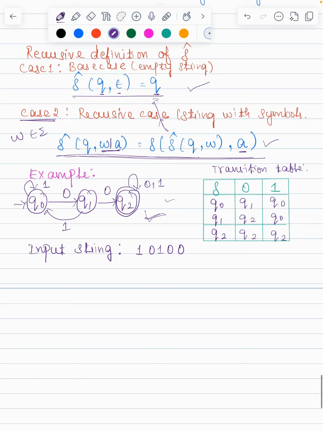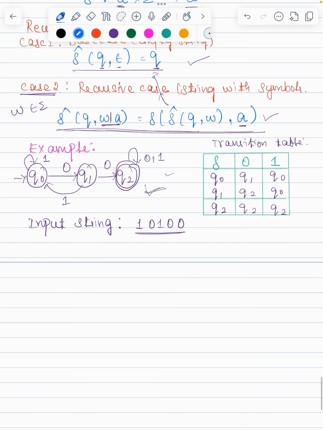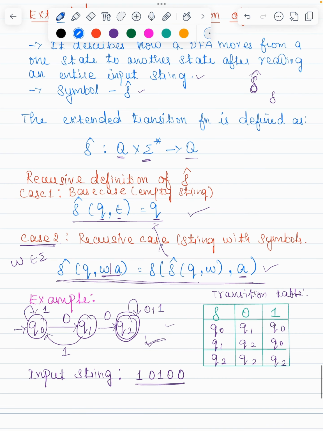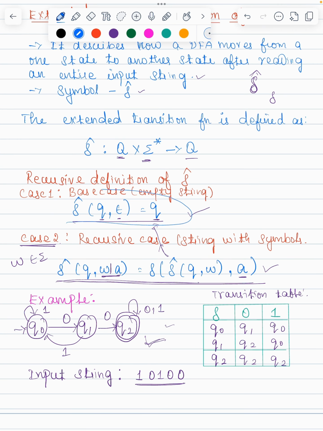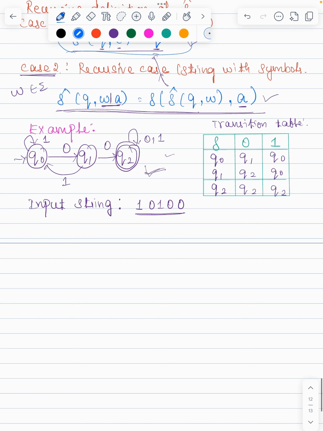Let's check now. This is the given input string. For this we are going to work now. Always we are supposed to start with the base case, and this is the base case, right? This is the base case. Delta cap of the very first step is going to be, there is no input string. In such a case, when no input is read, the DFA remains in the same state, right?